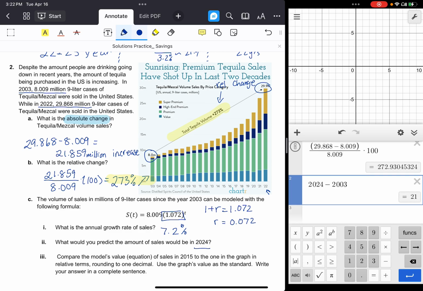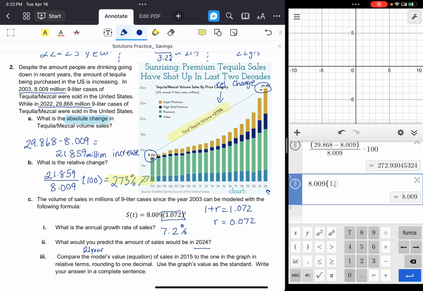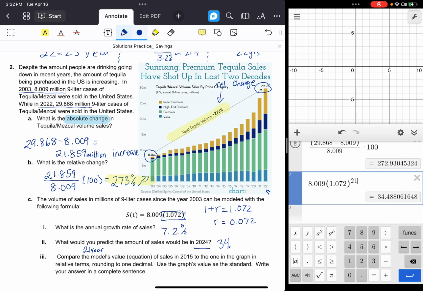So I have 21 years later, and I'm going to plug 21 into my function. So I have 8.009 times 1.072 to the 21st power, and it says about 34.5 million 9-liter cases would be sold in 21 years.